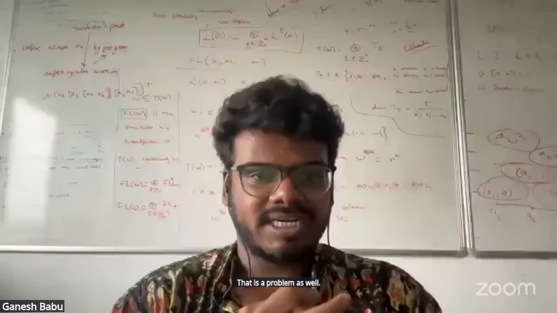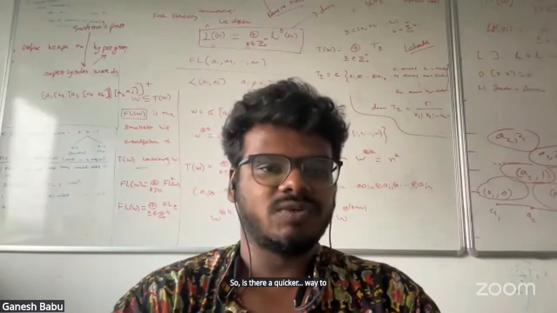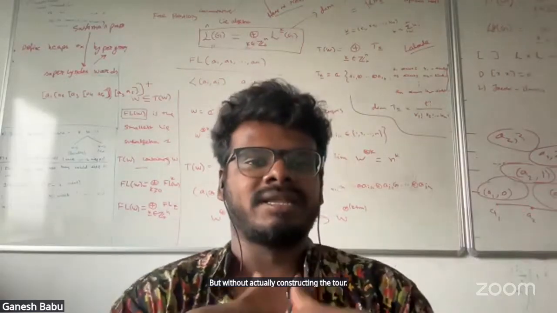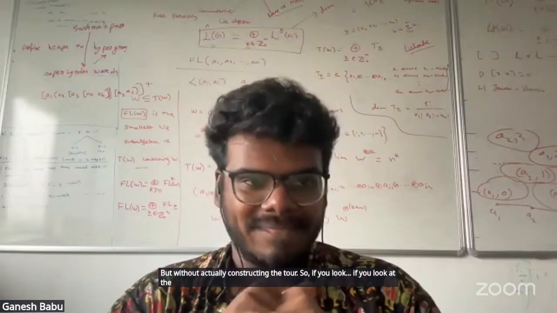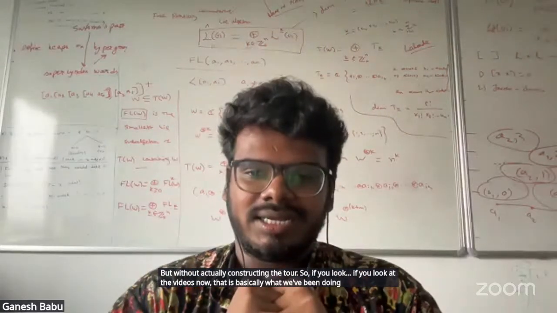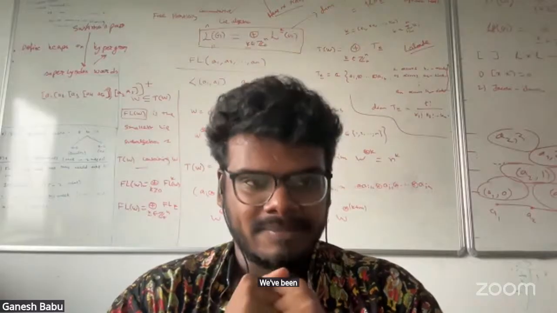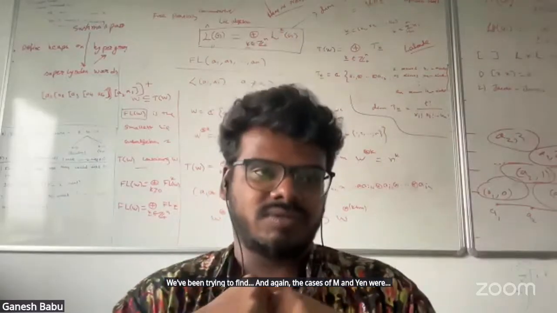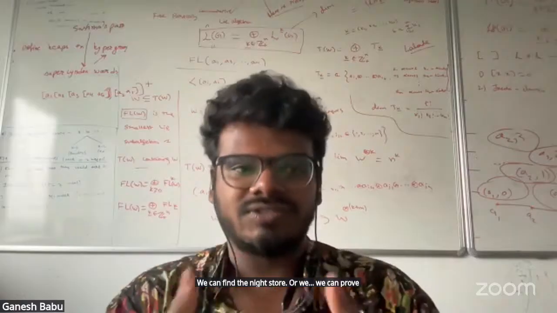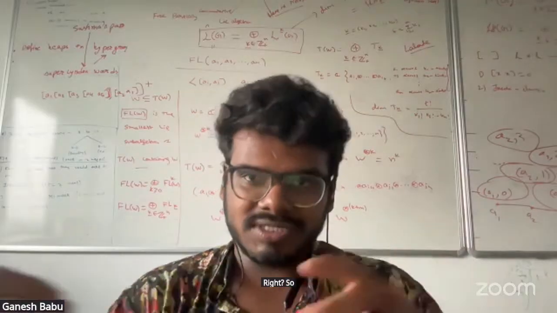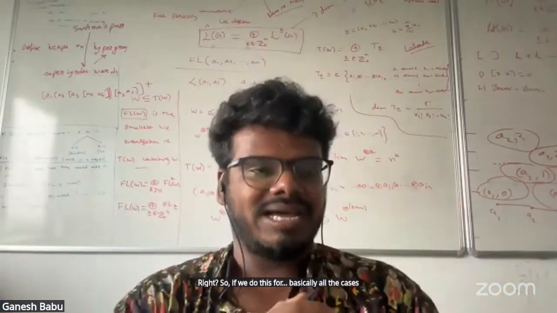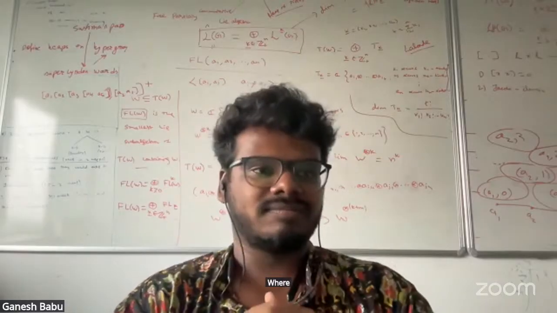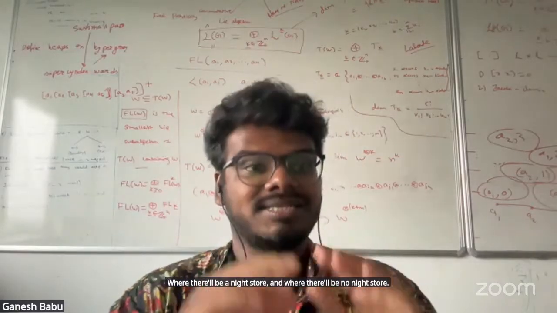So is there a quick way to know if a knight's tour is possible on an M by N board without actually constructing the tour? If you look at the videos, that is basically what we've been doing. We've been trying to find the cases of M and N where we can find the knight's tour, or we can prove there is no knight's tour. If we do this for all the cases, we'll have a characterization of the pairs M by N where there will be a knight's tour and where there will be no knight's tour. And this is already known.